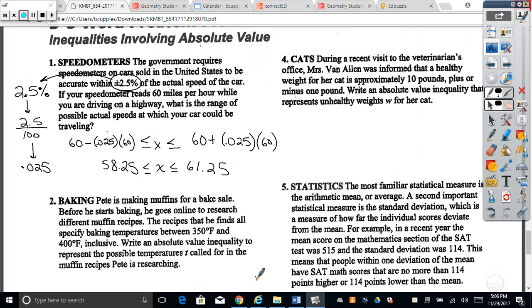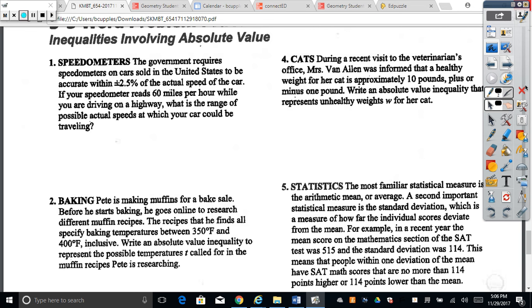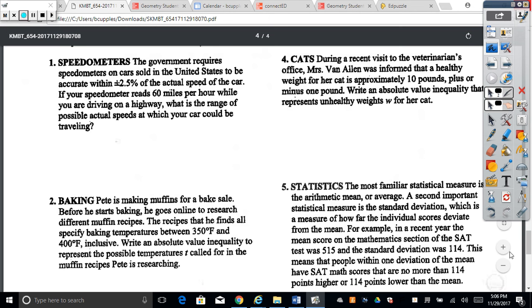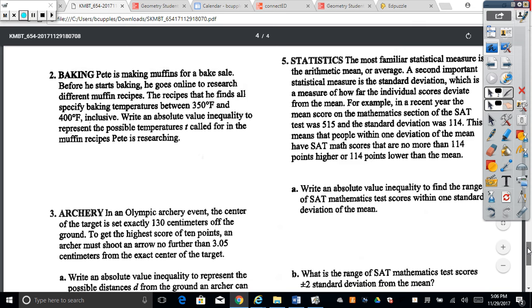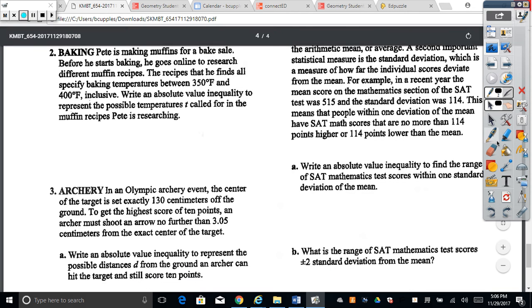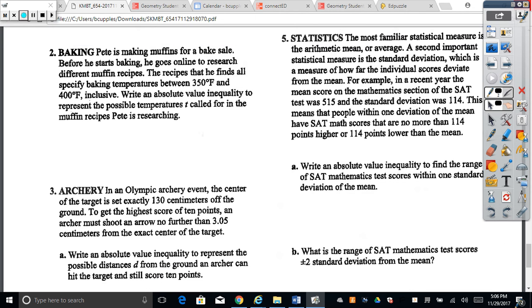All right, now these next couple, we actually have to set up the absolute value inequalities, okay? So we start with something that's kind of basic, simple. As long as we can read and put it into numbers, we're good, okay? Now this next one says this.